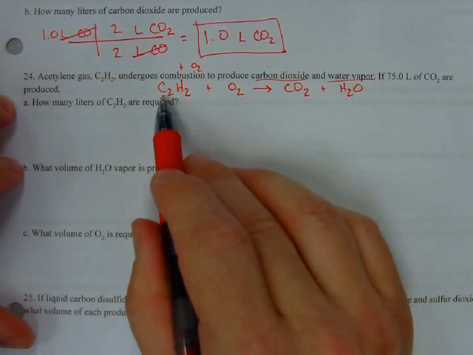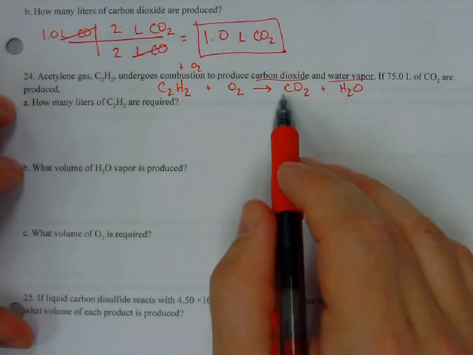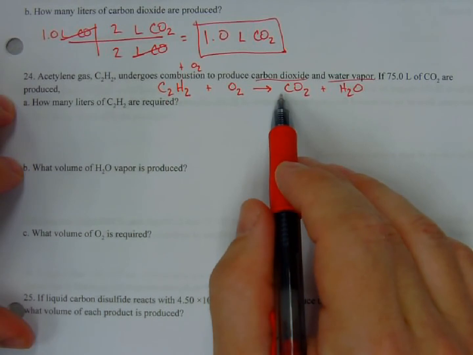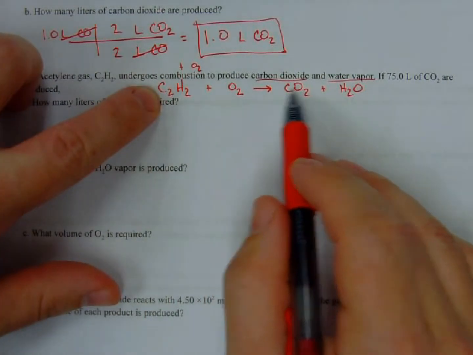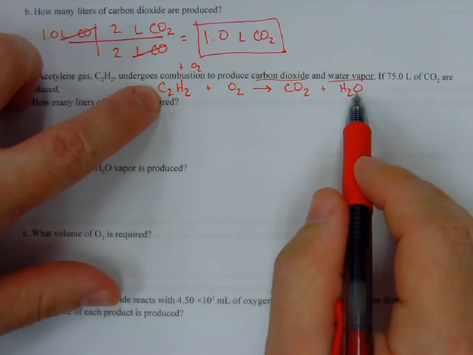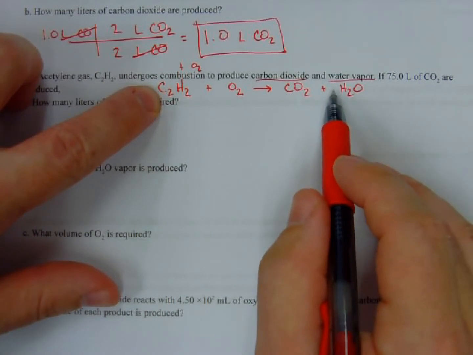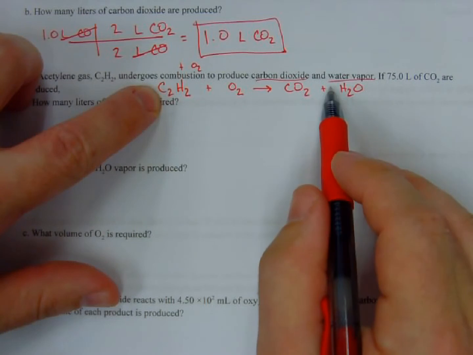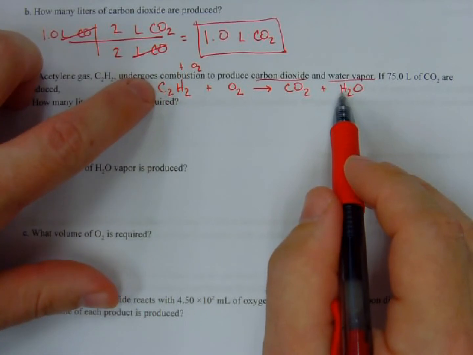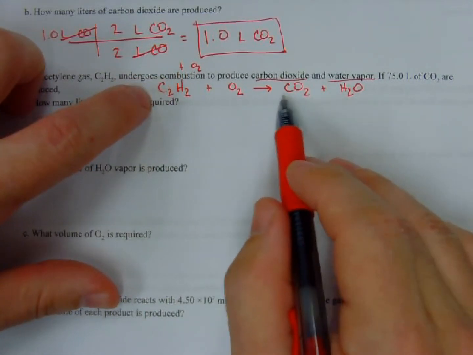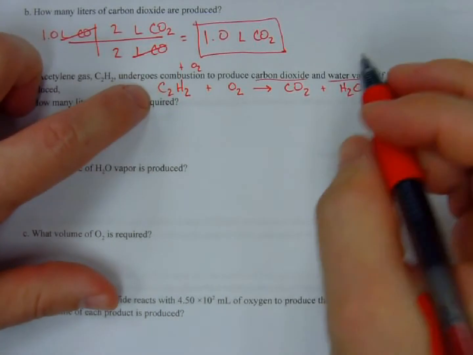So we got 2 carbons over here. Gonna need 2 carbons over here. Let's see. 2 right there. So we're gonna have an odd number of oxygens over here. So I'm gonna put a 2 in front of this no matter what. It's gonna be 4 hydrogens. So I put a 2 over here, that'll be 4 hydrogens over here. And that will have carbons. Okay.